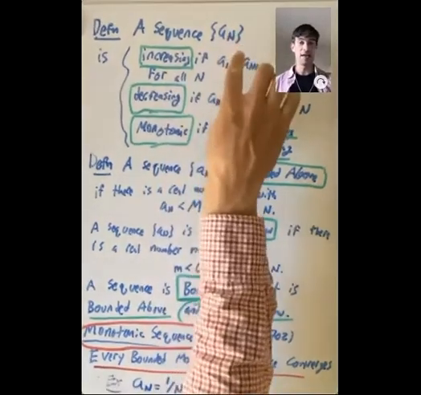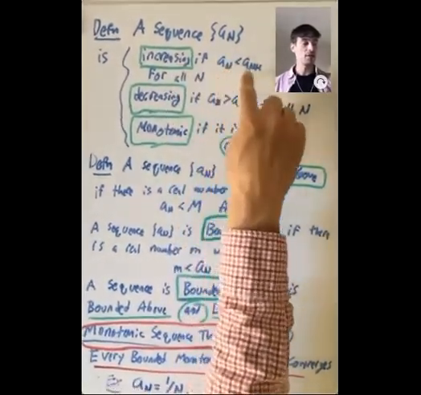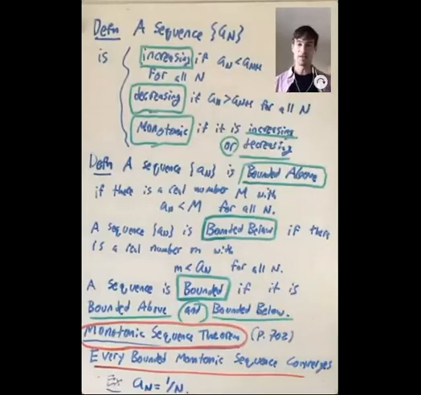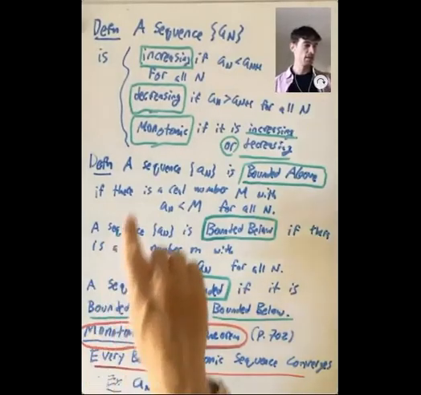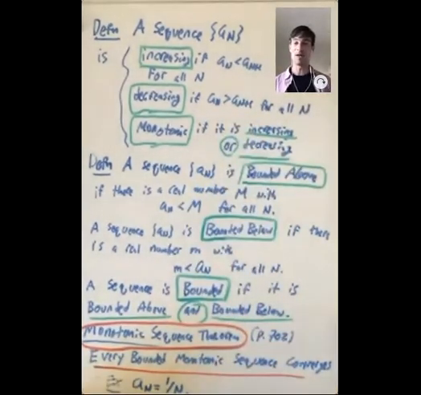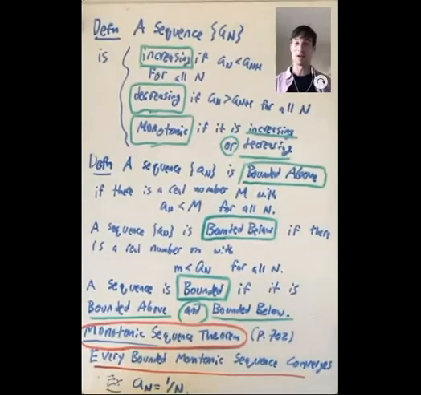So a sequence a_n is increasing if a_n is always less than a_{n+1}. So that means as you go from n to n+1, the element of your sequence gets bigger. Your sequence is decreasing if a_n is always bigger than a_{n+1}. As you go from a_n to a_{n+1}, the element of your sequence gets smaller. And a sequence is monotonic if it's either increasing or decreasing. So monotonic means that what you're not allowed to do is go up for a while, then come down. You're either always going up or always going down. Okay, that's monotonic. It just means increasing or decreasing.